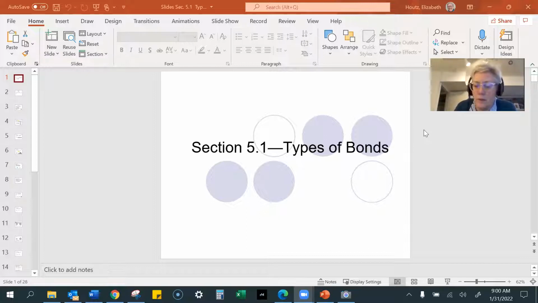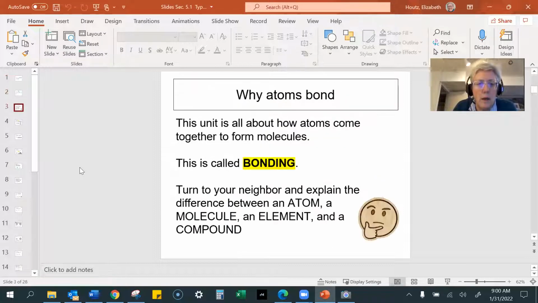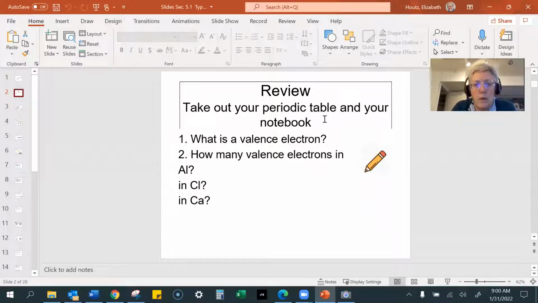Okay. All right. So section 5.1, this is all about bonding. In other words, bonding is how atoms come together to form molecules. This whole topic is called bonding. So before we talk about bonding, I want you to review with yourself or your friend these questions. What is a valence electron? And then how many valence electrons are in aluminum, chlorine, and calcium? So you need your periodic table for this, and I'm going to write the answers down on the handout. Again, if you don't have the handout, you can just write them in your notebook, or else just think about it.